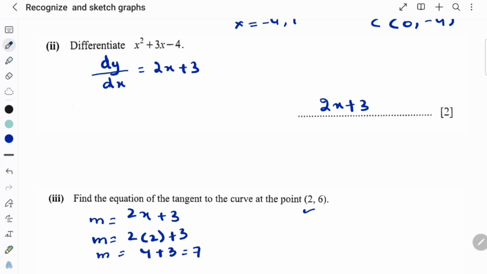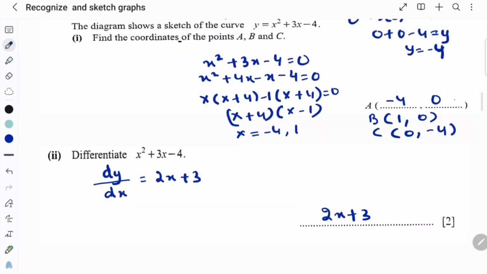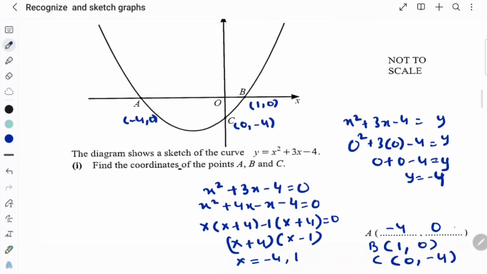Now we are going to find the y-intercept of the tangent. So y equals mx plus c, y equals 7x plus c. Substitute: 6 is equal to 7 times 2, which is 14, plus c. 6 minus 14 is equal to c, so c is equal to minus 8. So y is equal to 7x minus 8. All our students, don't do part 2 and 3, but this part A is in your syllabus.